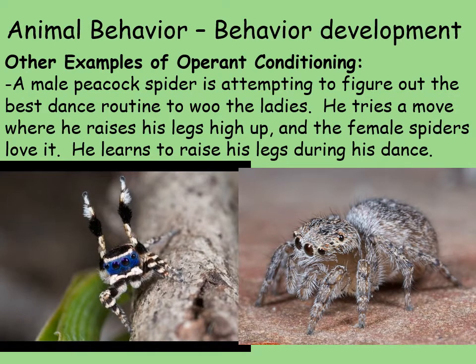So here are some other examples of operant conditioning to give you some more stories of how operant conditioning would happen in a wild setting. So we have peacock spiders. You have a male peacock spider on the left. He's attempting to figure out the best way to dance to impress the ladies. So he tries this move where he raises his legs high up above his head, and the female spiders love that move. So he has a lot of success with ladies when he does that move. So he learns to raise his legs during his dance.